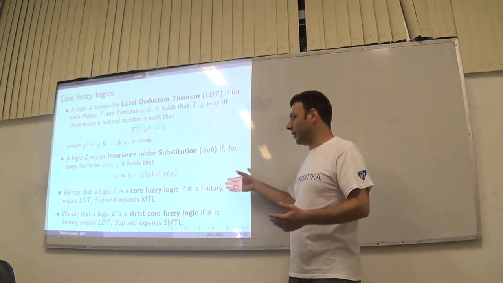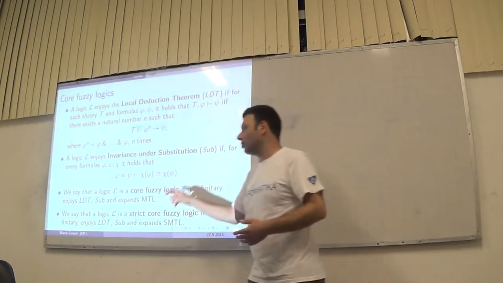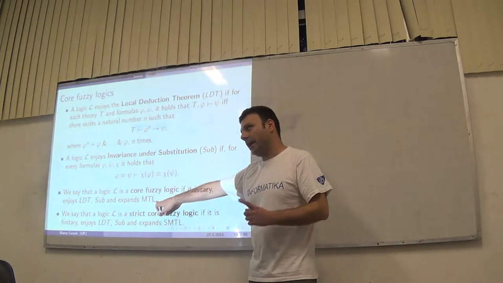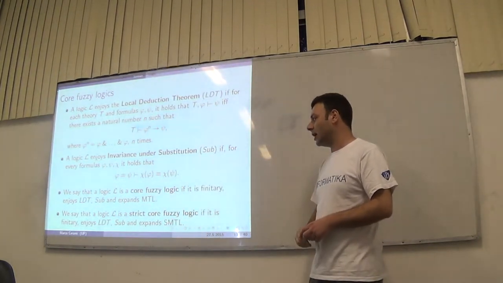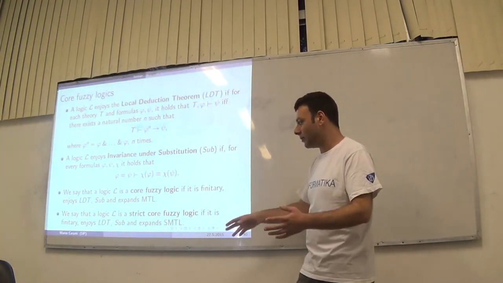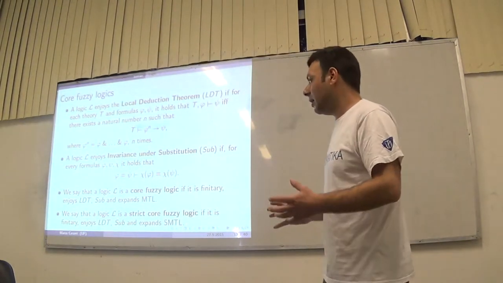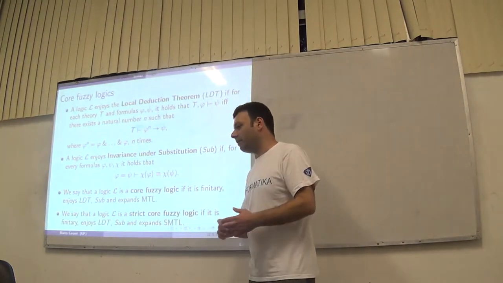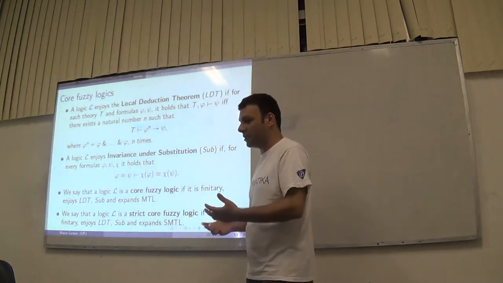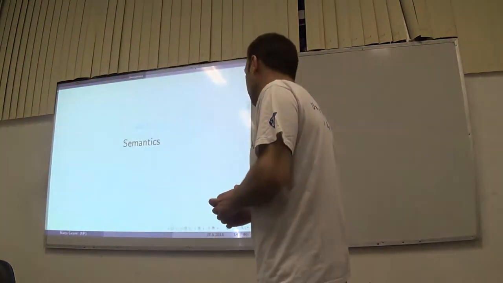Cintula and Hájek define core fuzzy logic as a logic that is finitary, enjoys the local deduction theorem, invariance under substitution, and is an extension of the monoidal t-norm logic. And we have accordingly defined the strict core fuzzy logic as the same logic, but one that expands strict monoidal t-norm logic. These are basic requirements to prove the result, to be in some way able to have theories and models.